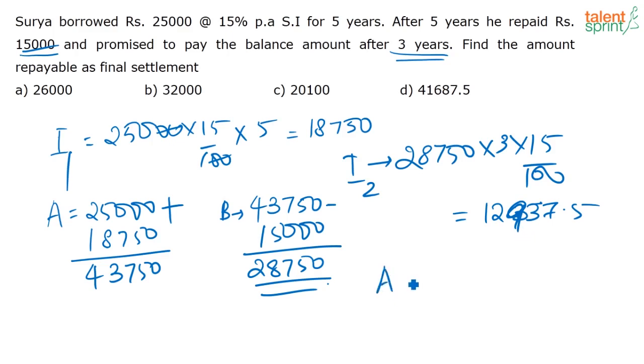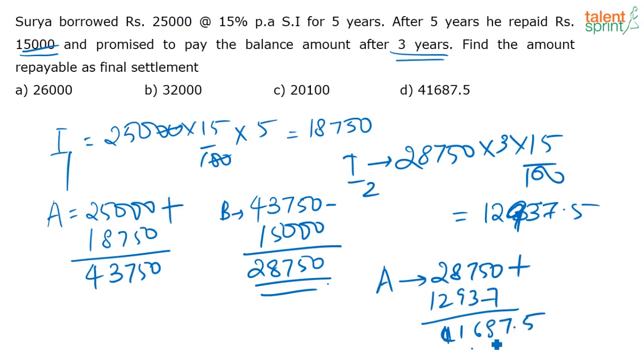Now, what will be the amount that he will have to repay? The amount that he will have to repay in the final installment is nothing but this 28750 plus this interest, 12937.5, that is 41687.5. Now see here, there are a lot of calculations involved.